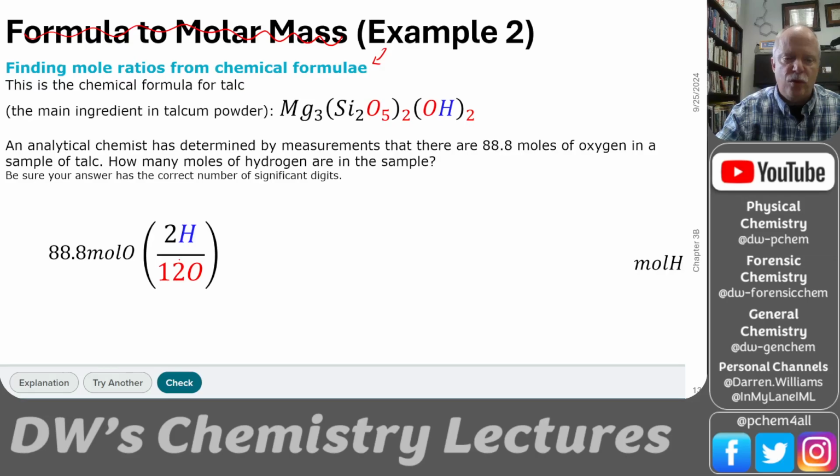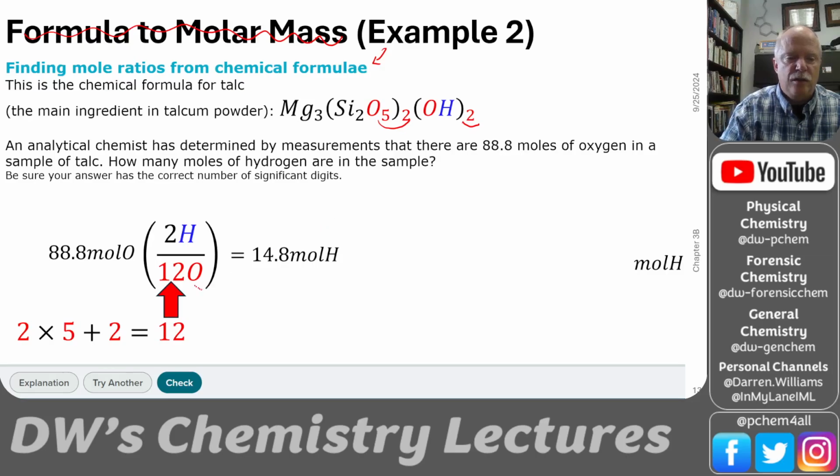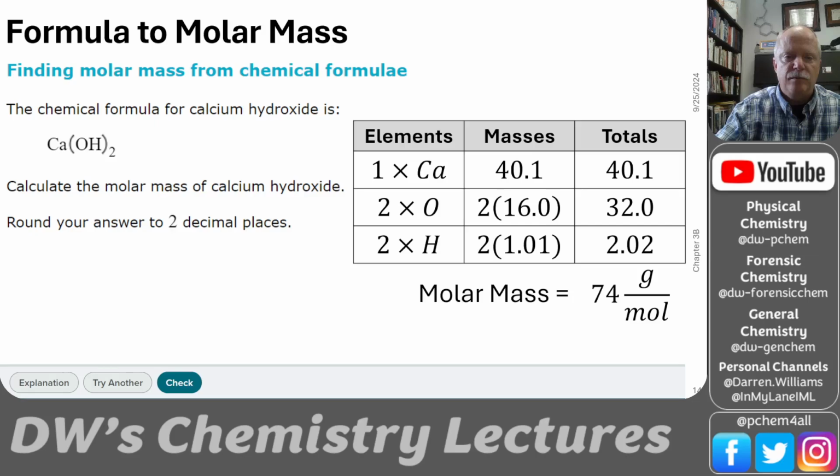Now, where did these 12 moles of oxygen come from? It's 2 times 5 here, plus another 2. So 2 times 5 is 10, plus 2, that's equal to 12. So there's the 12 oxygens. And then I have this parentheses here for the hydrogen, and so there's 2 hydrogens. So we can just use this chemical formula to convert chemical units. We're going from oxygen to hydrogen, so the oxygens cancel, and we have hydrogens left over. So we have 88.8 times 2 divided by 12. So we end up with 14.8 moles of hydrogen.